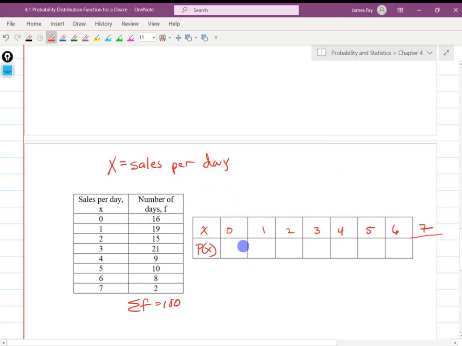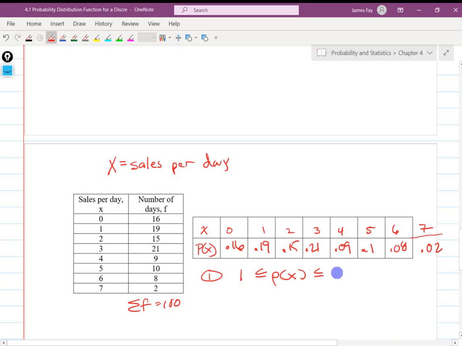Okay, so going back through here and then filling in the probabilities, this should be pretty easy because it's out of 100. So 0.16, 0.19, 0.15, 0.21, 0.09, 0.1, 0.08, and 0.02.